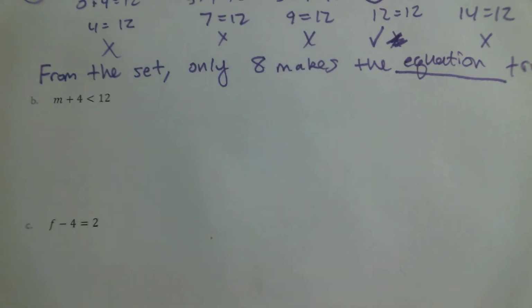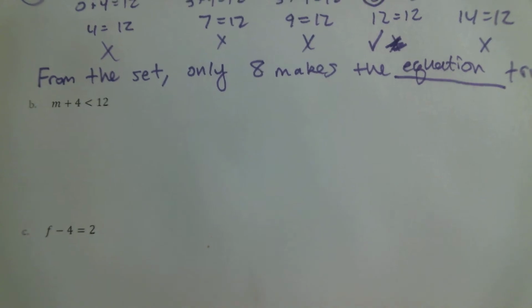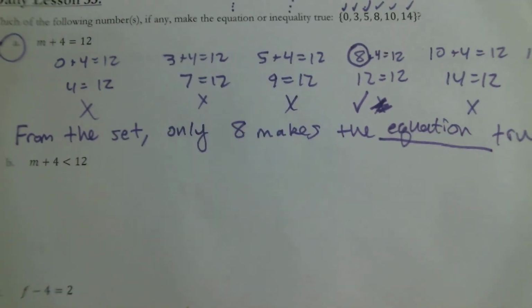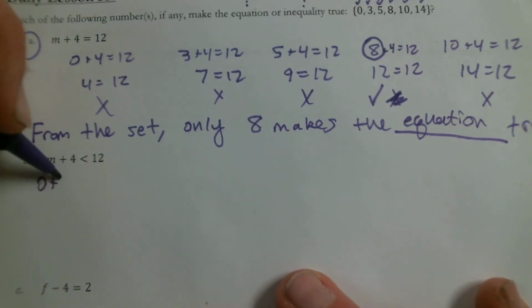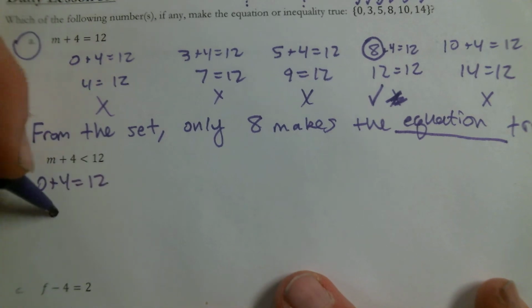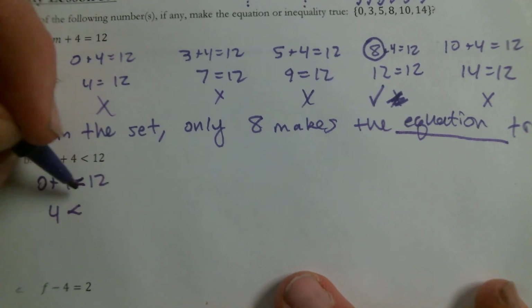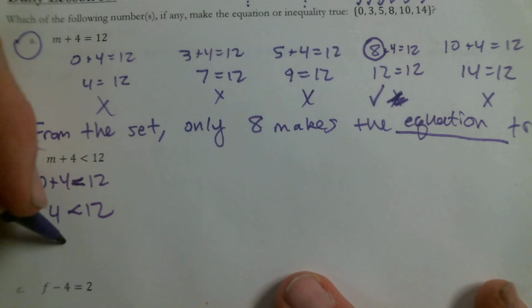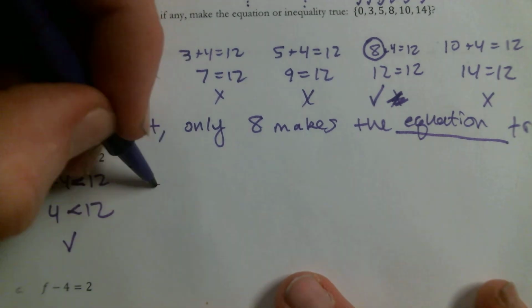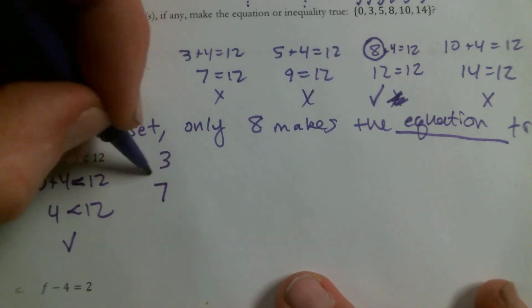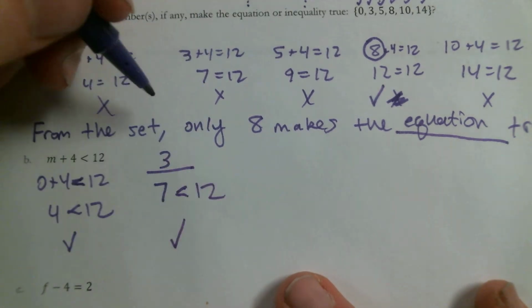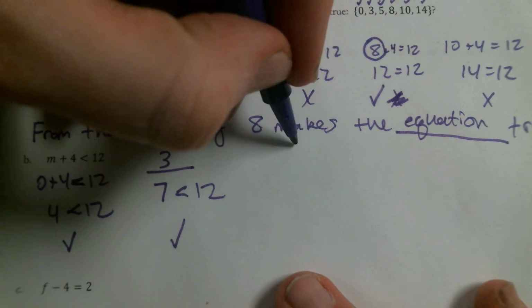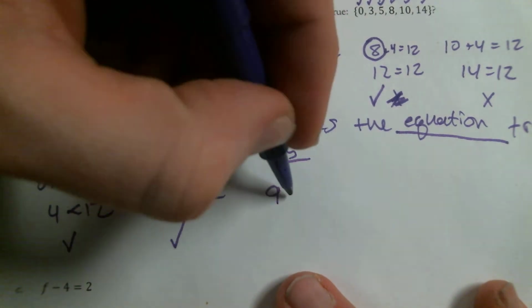Okay, so then for the next one, it's the same thing, but this time it's less than 12. So I'm going to do all the same stuff. I'm going to rewrite it really, really fast, and I'm going to decide which ones make it true. So let's try this first one. I have 0 plus 4, which we already know equals 4, is less than 12. So this one works. When it's 3, we knew it was 7 is less than 12. So that one works. When it was 5, we ended up having 9 is less than 12.